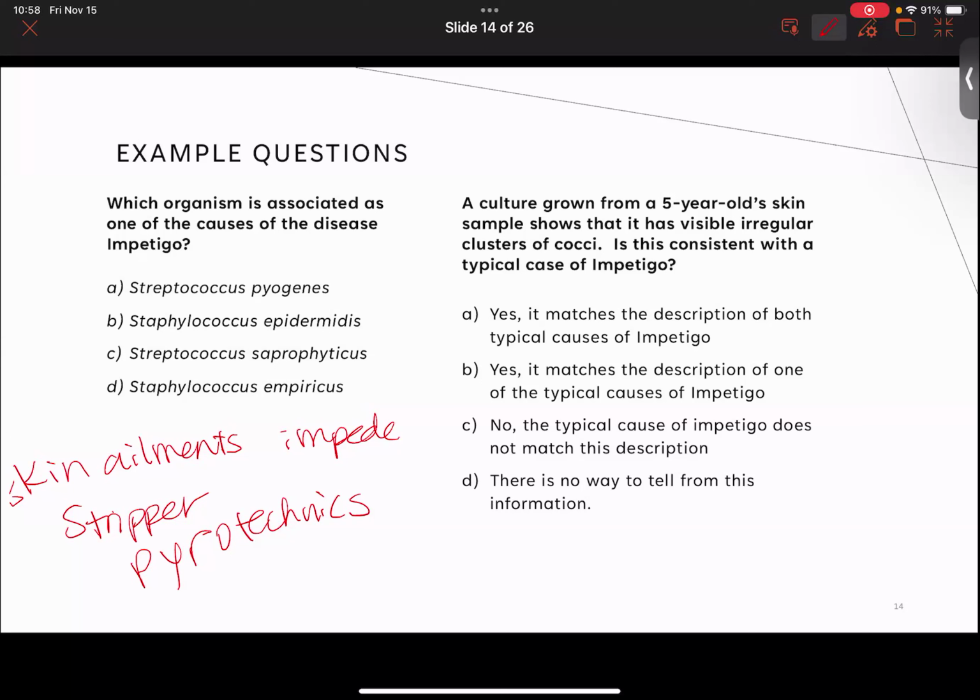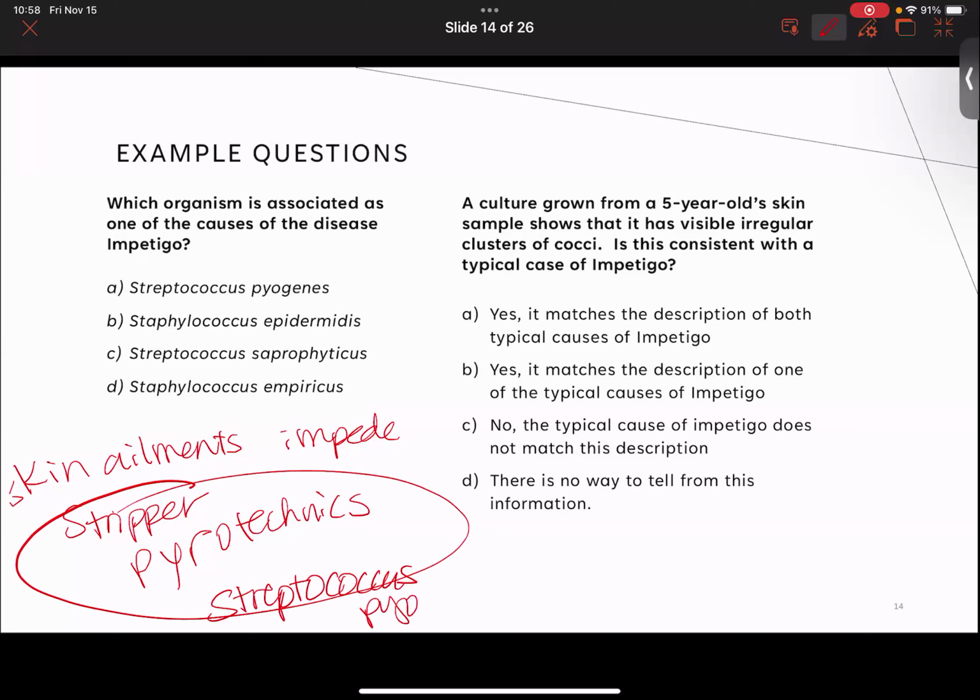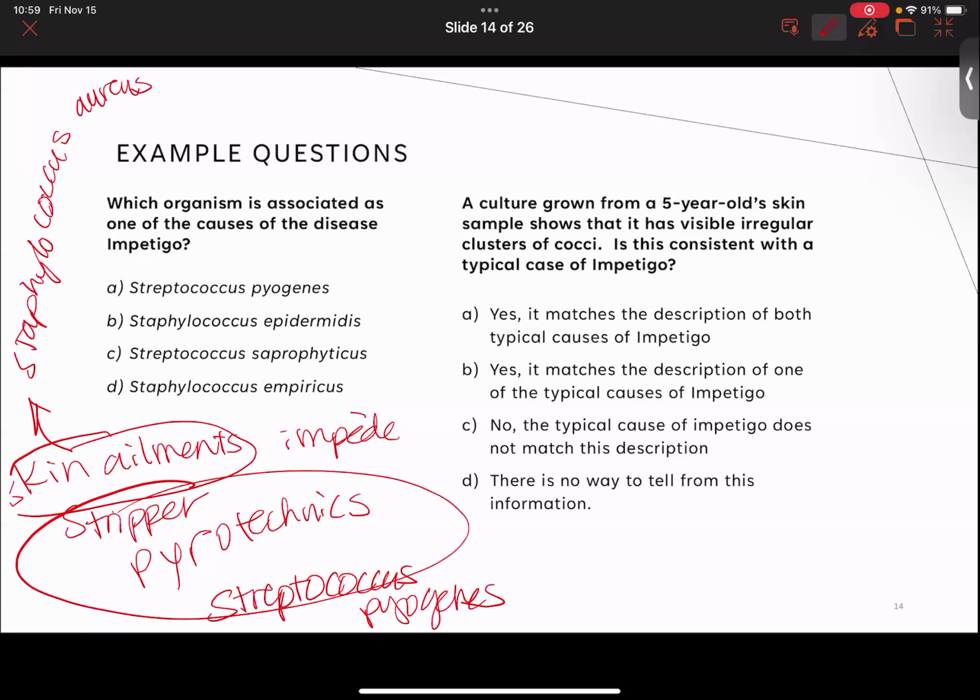So impetigo, with our skin ailments impede stripper pyrotechnics, we know our stripper pyrotechnics should be Streptococcus pyogenes, and skin ailments referred to Staphylococcus. I'm making it work. See, aureus. And impede is referring to impetigo.